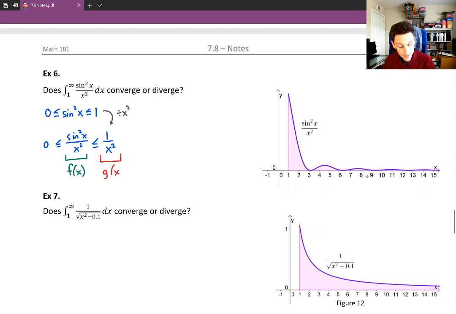Notice that both of these functions are non-negative, right? They're greater than or equal to 0. Both of these functions are. And here, this 1 over x squared function is bigger than our sine squared x over x squared function.